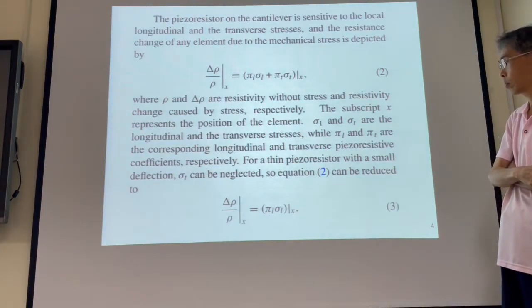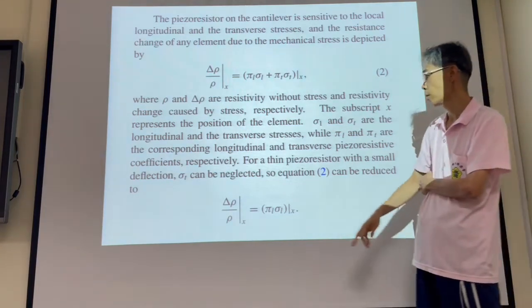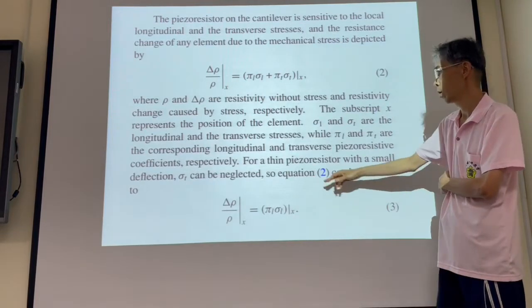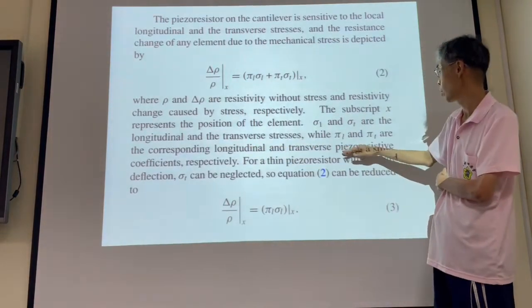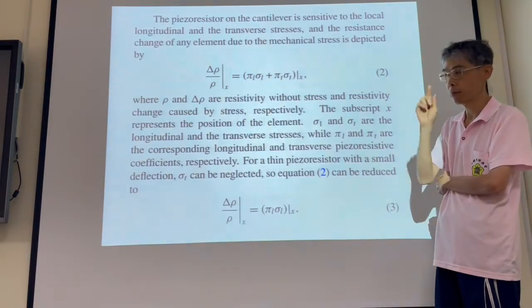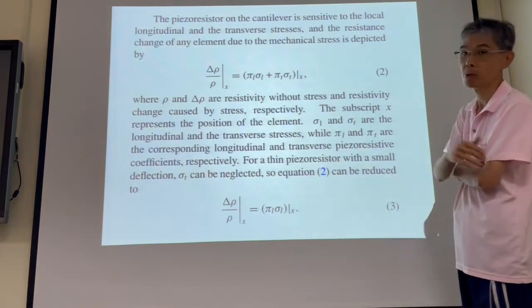For a thin piezoresistor with a small deflection, sigma T can be neglected, so equation 2 can be reduced to 2. Okay, thank you. See, again, respectively, A and B are. So, remember this sentence pattern. Next page.